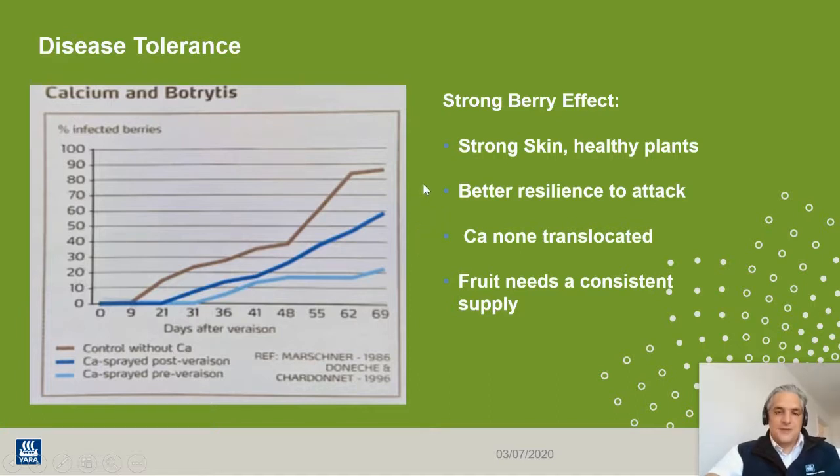Calcium really helps the strengthening of the skin, and that in turn has a resilient effect against attack from fungal pathogens. We see that both in the leaf and in the fruit. However, as discussed already, calcium cannot be translocated through the plant, which means that the plant really requires a constant and steady supply of calcium in order to develop both vegetatively and in fruiting.